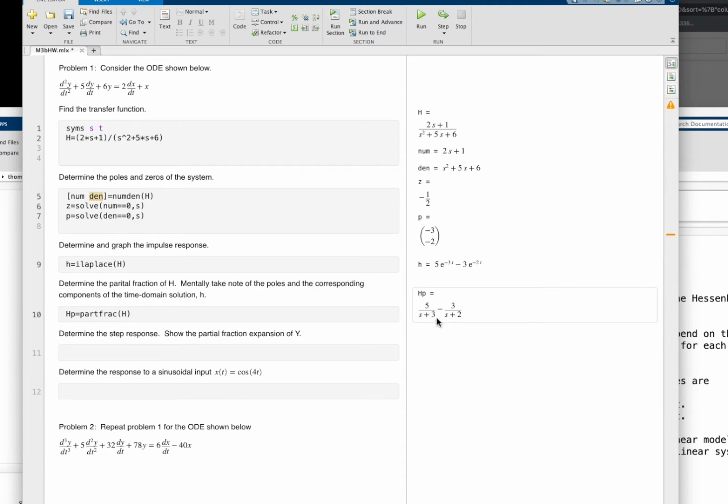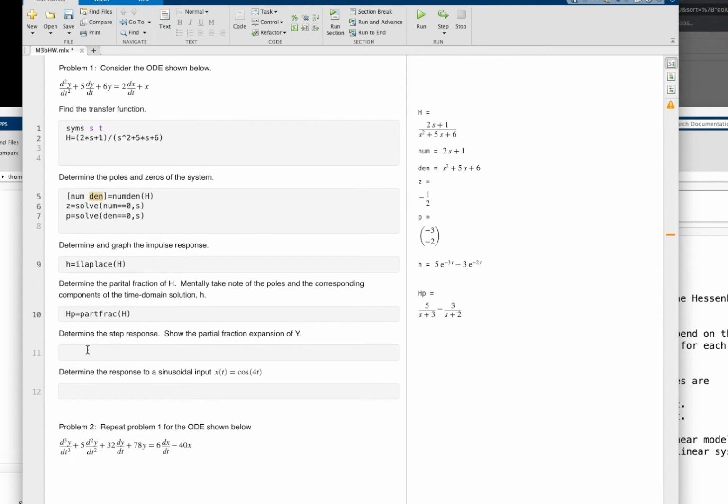I know that from the Laplace transform tables, something over s plus 3 corresponds to the e to the minus 3t term. So this pole at minus 3 matches this component. And then the s plus 2 in the denominator here gives me the pole at minus 2 that matches this component. All right, so that's what I'm wanting you to get, is this correspondence between poles and terms of a response. Okay, so there we go.